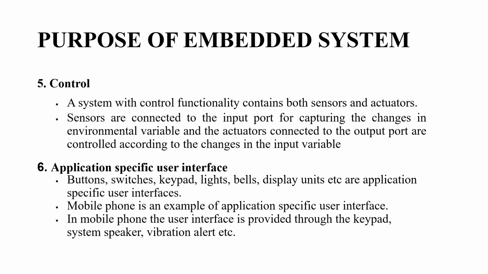What is a mobile application? It is provided with a keypad, system speaker, a vibration alert, we have Bluetooth inside, we have a hotspot inside, we have apps inside. Everything is there nowadays in smartphones. So these are all the best examples of an application specific user interface, used by the users. This is also the best application specific user interface for home appliances.